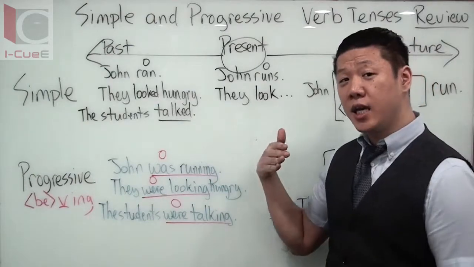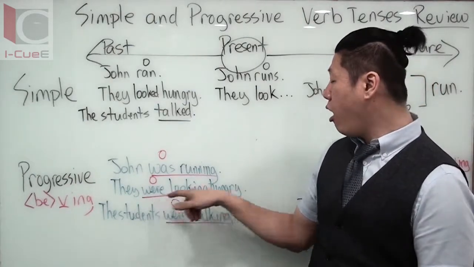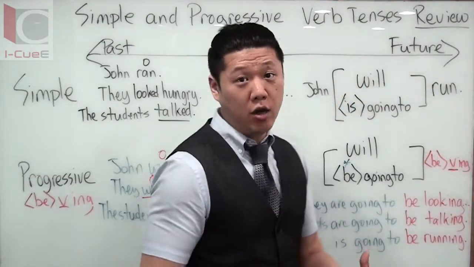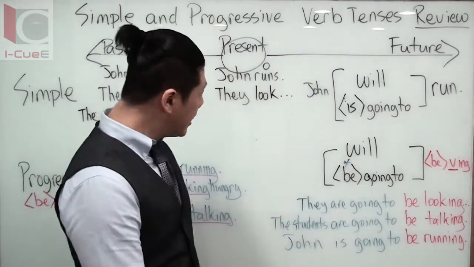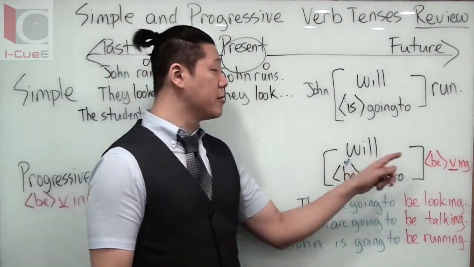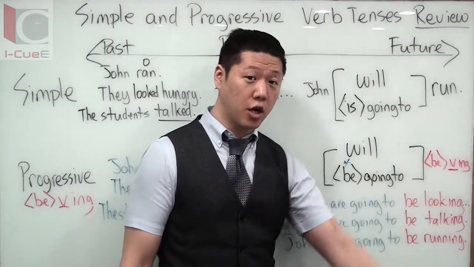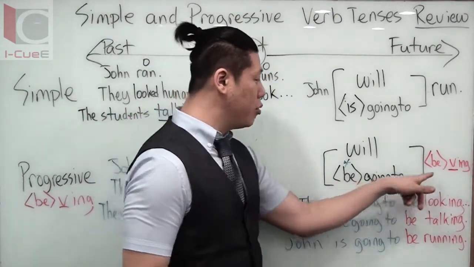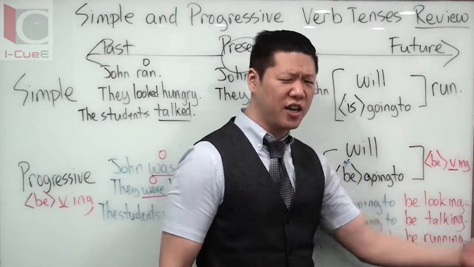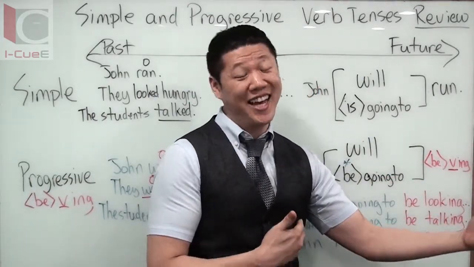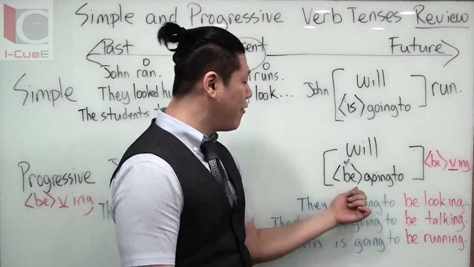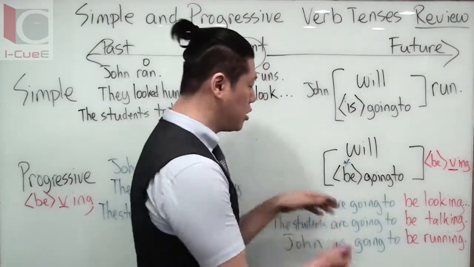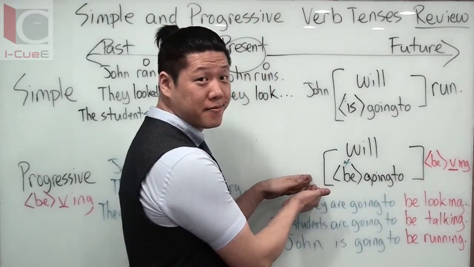What about for the present progressive? They are looking hungry right now. Maybe some of you haven't had any food yet. What about the future? They will be looking hungry, or they are going to be looking hungry. That sounds very long, and it is, but make sure that you have all the different parts if you're going to use this second pattern.